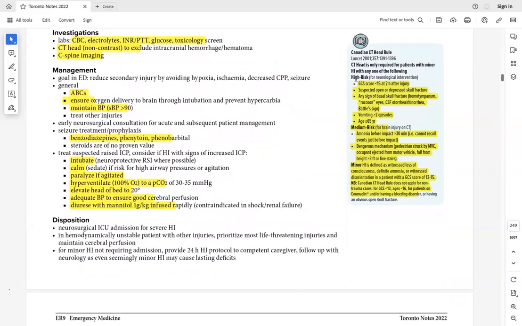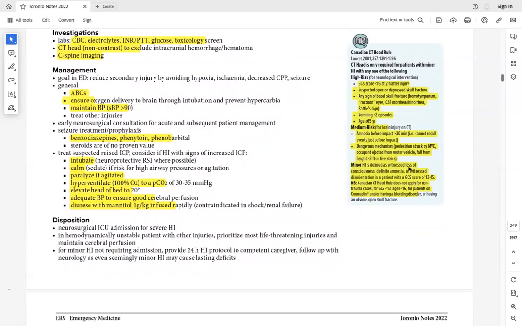In a high-risk patient: GCS less than 15 after 2 hours of injury, suspected open or depressed skull fracture, any signs of basal skull fracture, vomiting more than 2 episodes, age more than 65. Then for medium risk: amnesia before impact more than 30 minutes, dangerous mechanism. And for minor, what is minor head injury?